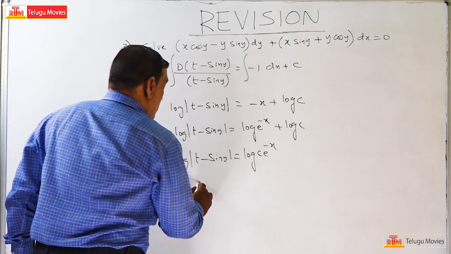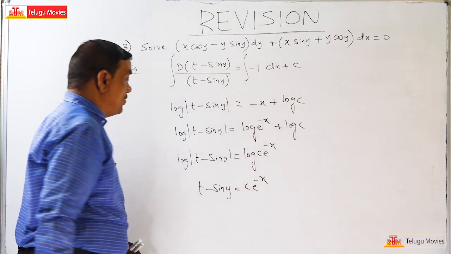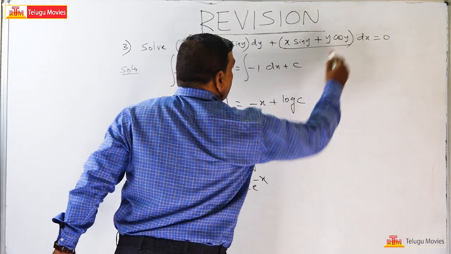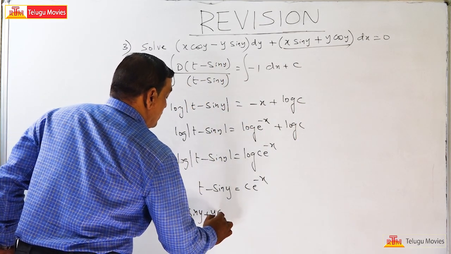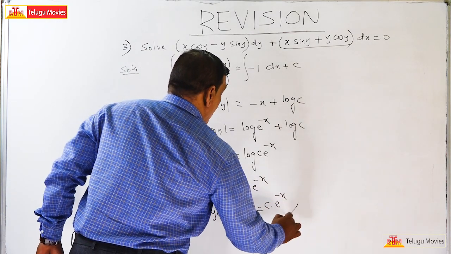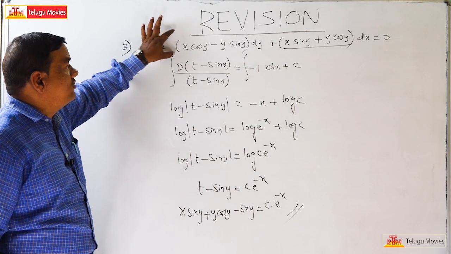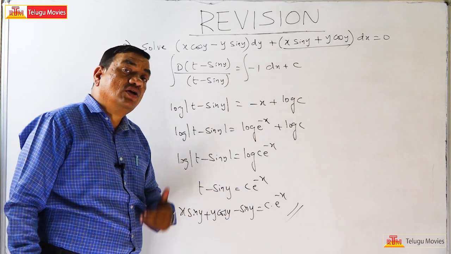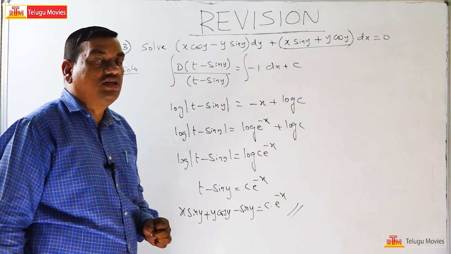We can remove the log on both sides. So t is equal to c into e power minus x. What is our t? t is nothing but this. That means x sin y plus y cos y minus sin y is equal to c into e power minus x. This will be the solution, one of the solutions of this equation. Now as you keep giving c values, you will get an infinite number of solutions. I hope that you understand this solution.